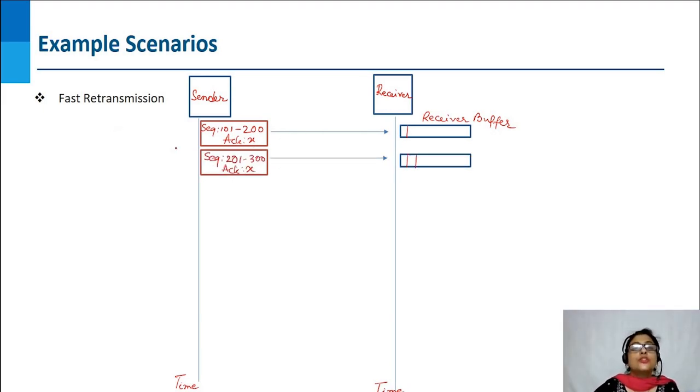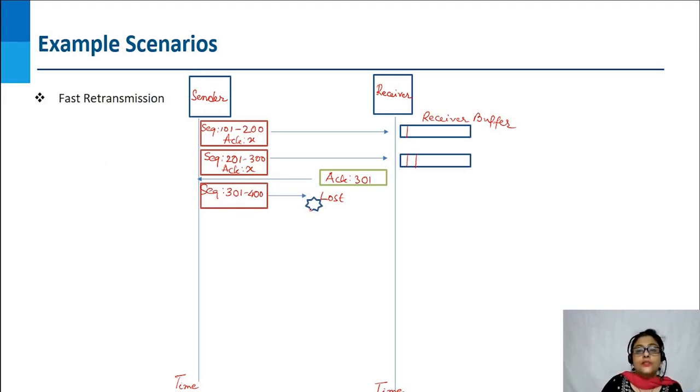The sender again sends 201 to 300 with acknowledgement X. The receiver creates the second buffer and sends the acknowledgement with 301, indicating that it has received properly all the bytes till 300. The sender then sends the sequence number 301 to 400 and it is lost. It then sends sequence number 401 to 500.